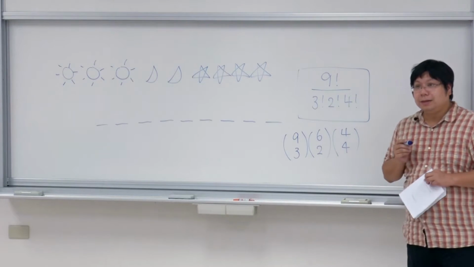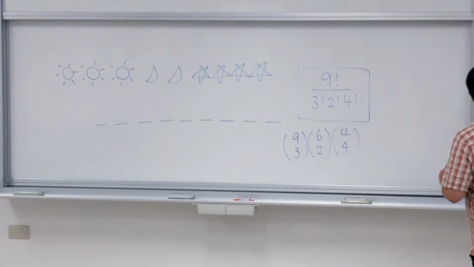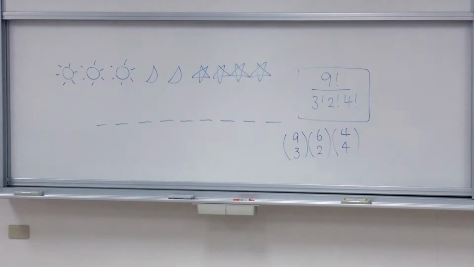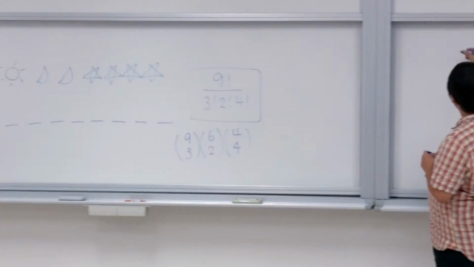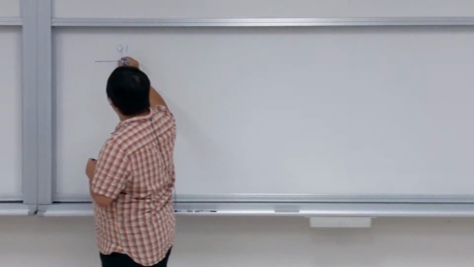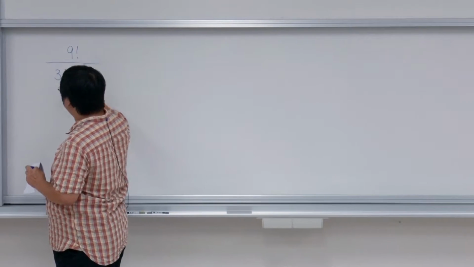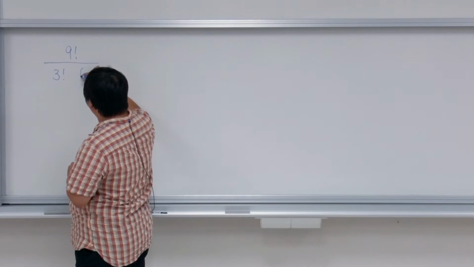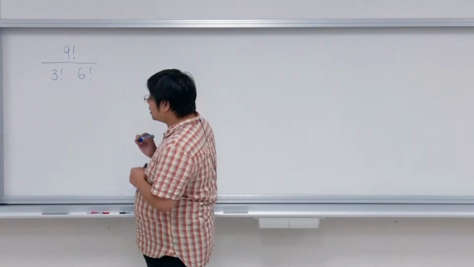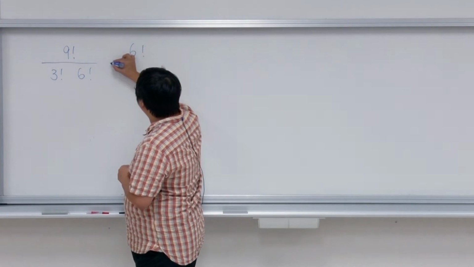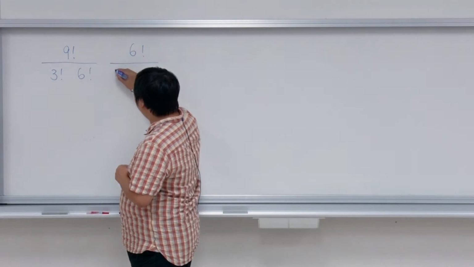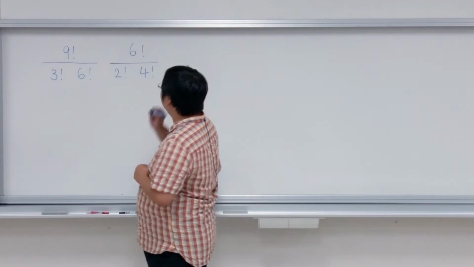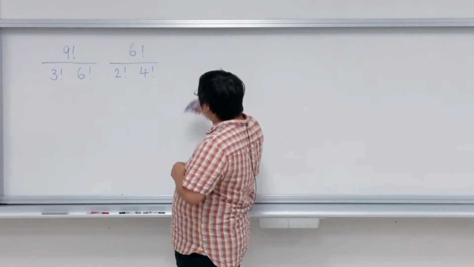Is that okay? Okay. And then let's expand this, because we now have the equation of n choose r. So let's see. What is 9 choose 3? 9 choose 3 is 9 factorial divided by 3 factorial, then there's another term 6 factorial here. Is that okay? And then 6 choose 2 will be 6 factorial divided by what? 2 factorial, 4 factorial. Is that okay? And then finally, what is 4 choose 4? 4 choose 4 is 1.